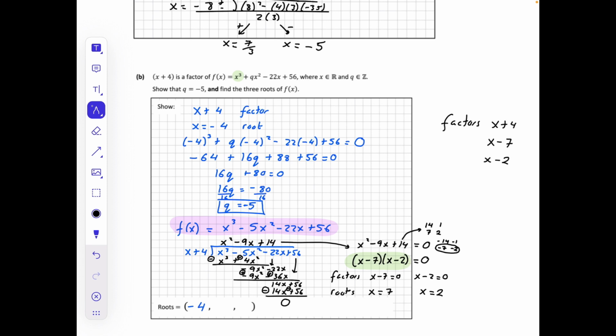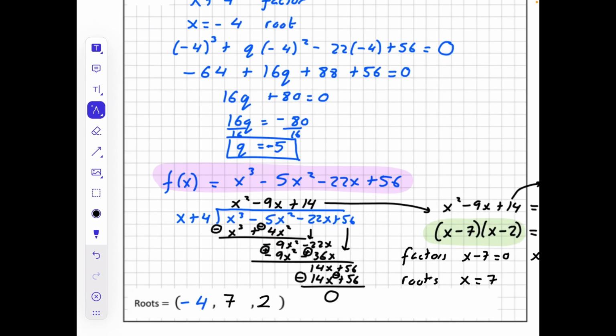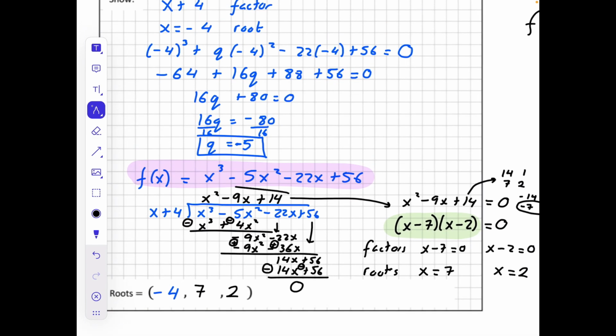So we had our root from the question when they told us that x plus 4 is a factor. So one of our roots is minus 4. The other 2 roots then are going to be 7 and 2. Quite a lot of work in that question. Kind of a deceptively long question, but very doable if you can move between the roots and the factors.